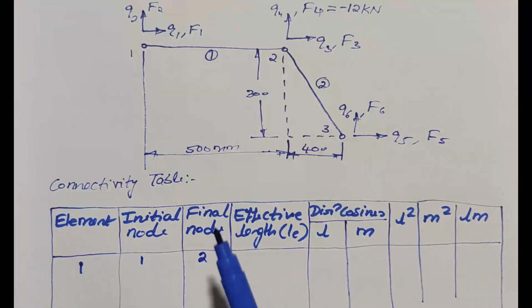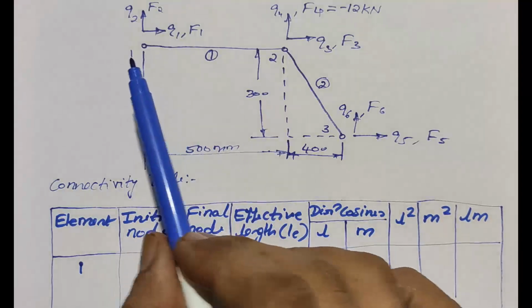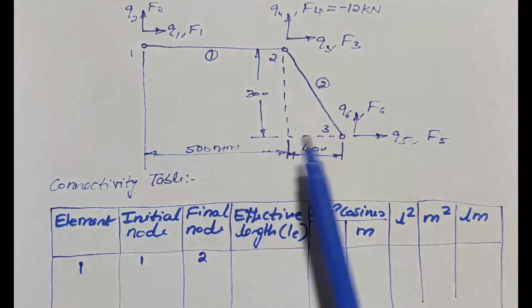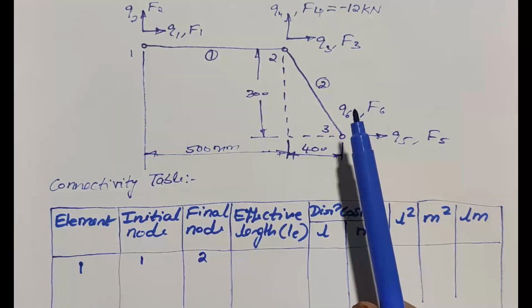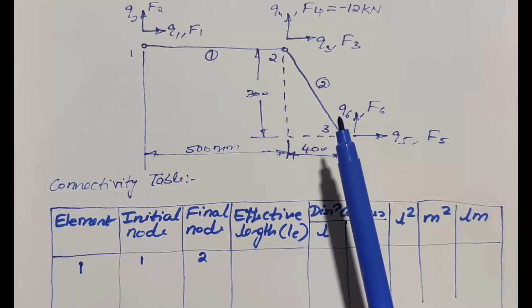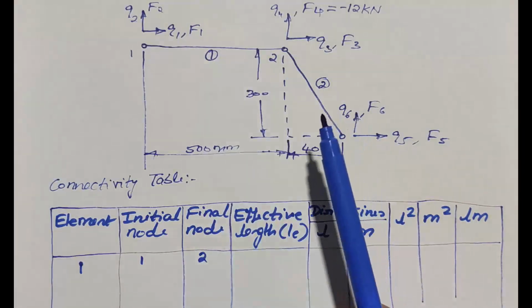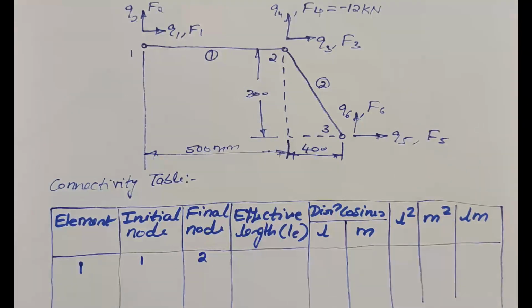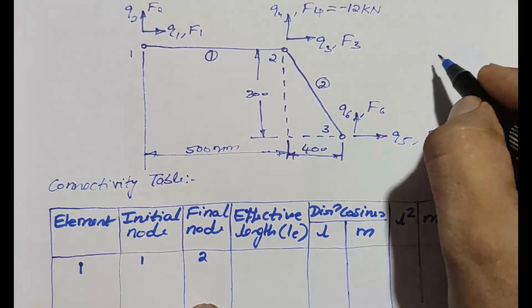So what are the coordinates for node 1 and node 2? We are representing this finite element model in the global coordinate system. The global coordinate system is for the entire structure, not for an individual element. See, the global coordinate system is nothing but your Cartesian coordinate system. We know the Cartesian coordinate system. See here, I will just write here.